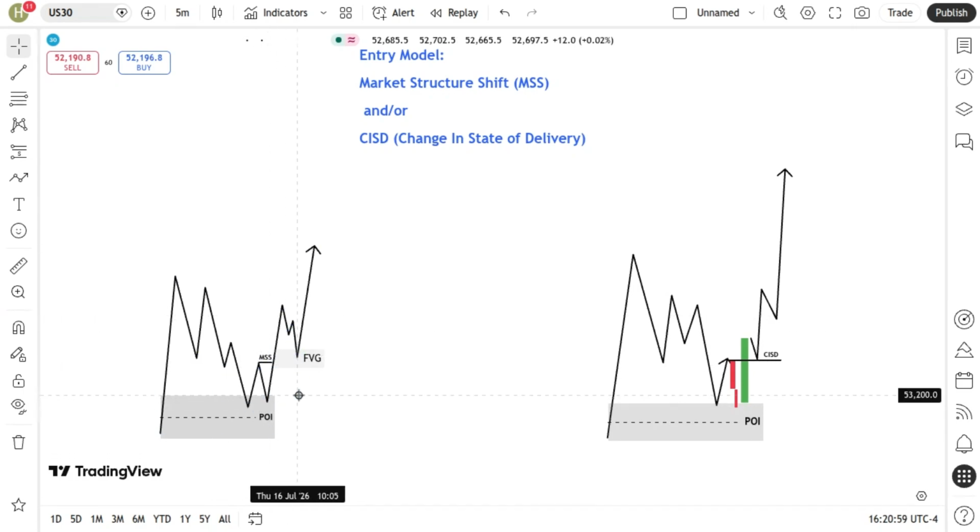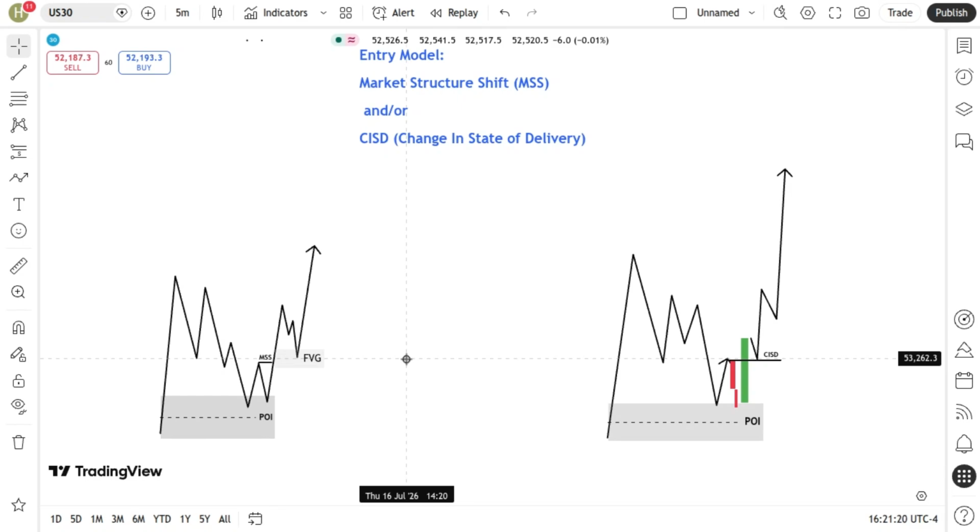The important thing about this entry model is that when it creates a market structure shift, it creates a fair value gap. Then you would look for price to retrace, and you would look to enter on the fair value gap and target higher. I'm not going to get into the specifics of market structure and all of that. This is simply just going over the entry model. But if you want to go more into specifics, look at some of my other videos where I explain that. This works on both ends. So if you were bearish, you would obviously look for a break of a low instead of a high, and the same thing on the other side.